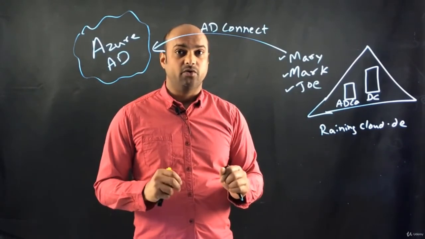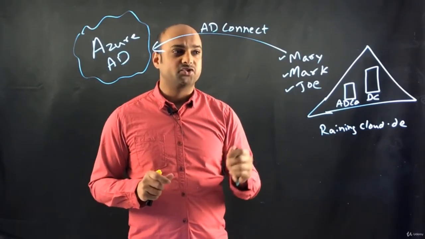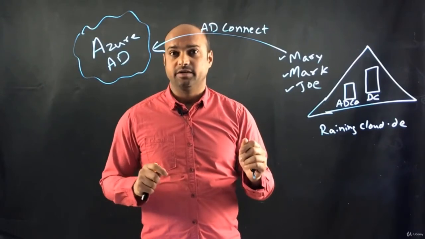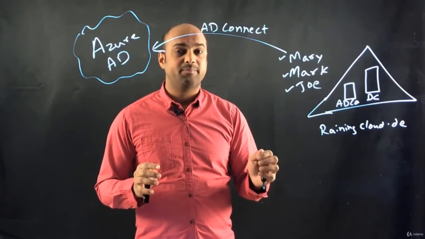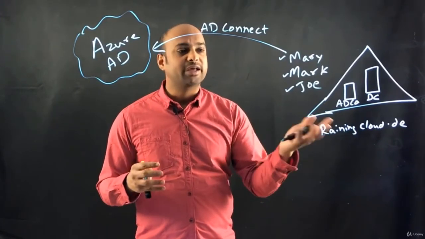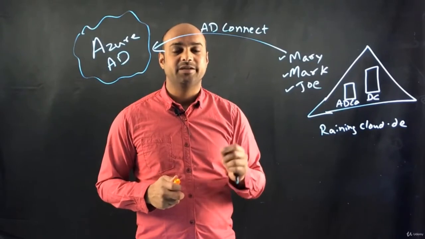Okay, so just to summarize, what is the AD Connect? It's a tool that will let you synchronize your on-prem identities to Azure Active Directory. This synchronization happens at an interval of 30 minutes by default. However, you can get into the tool and change that behavior, but by default it is 30 minutes.